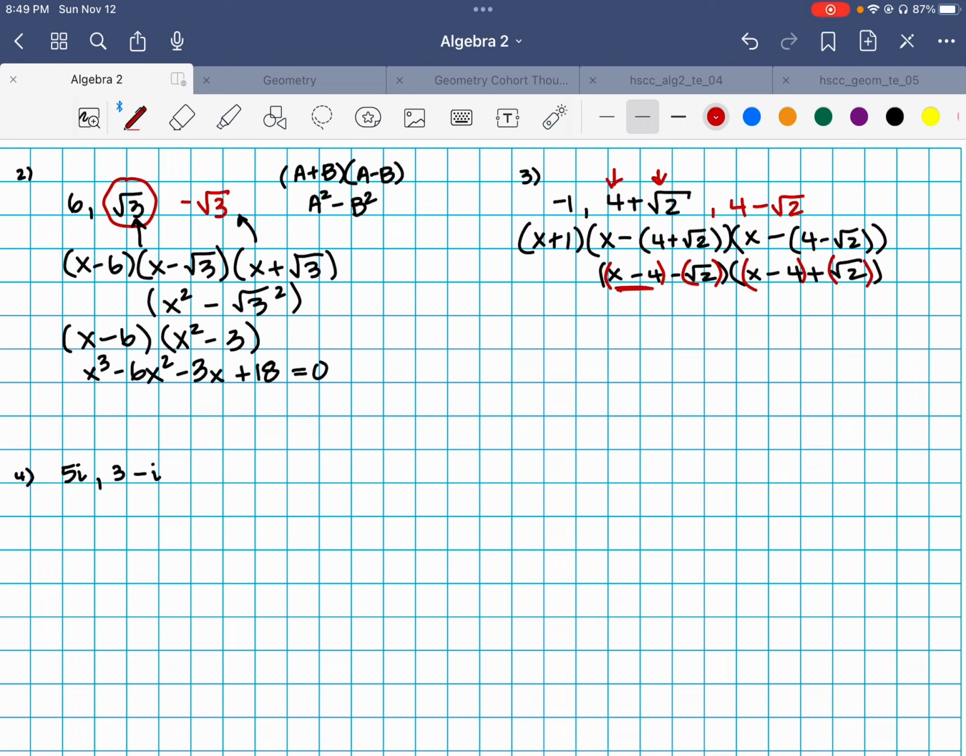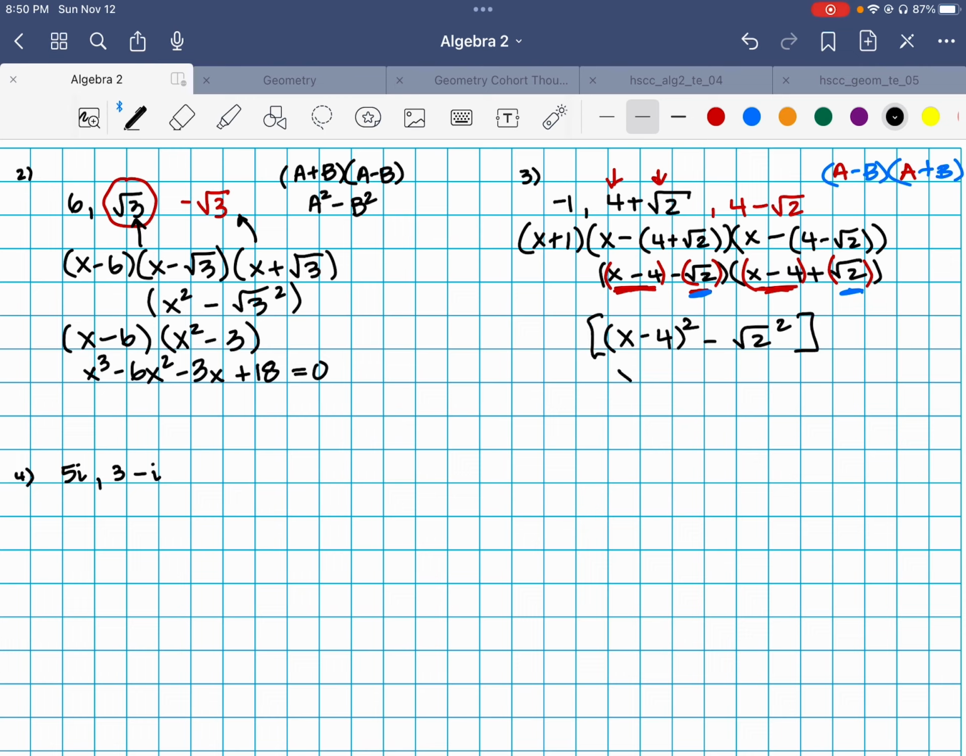And if you don't see it, we now have something that kind of looks like A minus B and A plus B. One more time, we have something that kind of looks like A minus B times A plus B. And once again, we have something in that format of A squared minus B squared. So I'm just going to multiply this out, going x minus 4 squared, that's the A, minus the square root of 2 squared. So we're going to multiply that guy out right there.